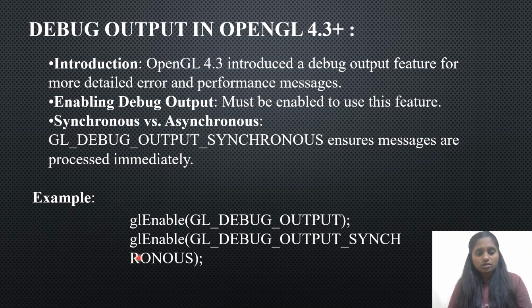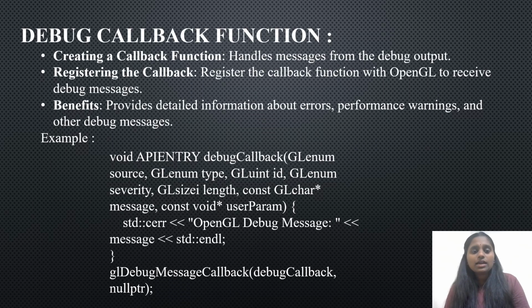Example code is here. glEnable GL_DEBUG_OUTPUT. glEnable GL_DEBUG_OUTPUT_SYNCHRONOUS. Synchronous means it ensures the messages are processed immediately. Debug callback function. Creating a callback function handles messages from the debug output. Registering the callback. Second step is registering the callback. Register the callback function with OpenGL to receive the debug messages.